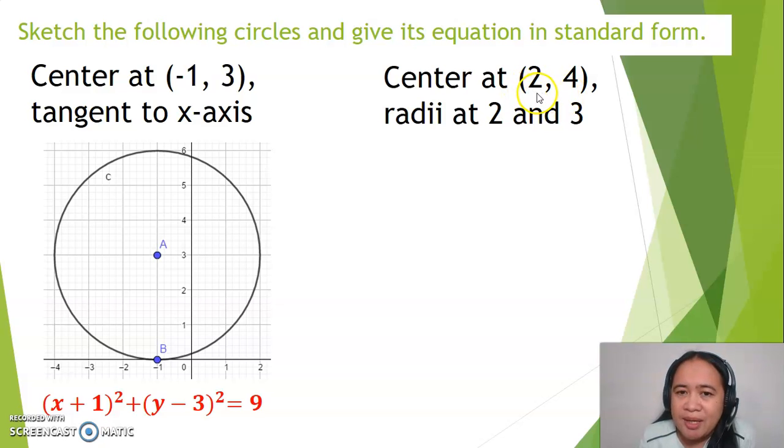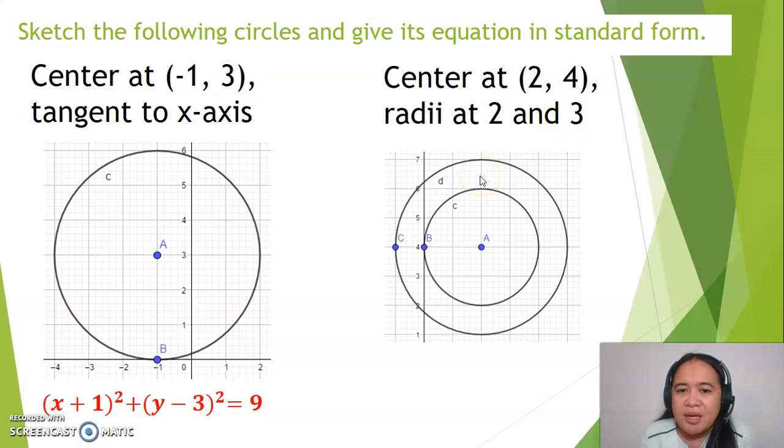Now (2, 4) is located in the first quadrant. So there are two circles here. The radius of one circle is 2 and the radius of the second circle is 3. So with this, that would be 1, 2, 1, 2, 3, 4. So the center is here. The radius of one is 2. So therefore we have 2. And the other one, the radius is 3. So that would be 1, 2, 3.